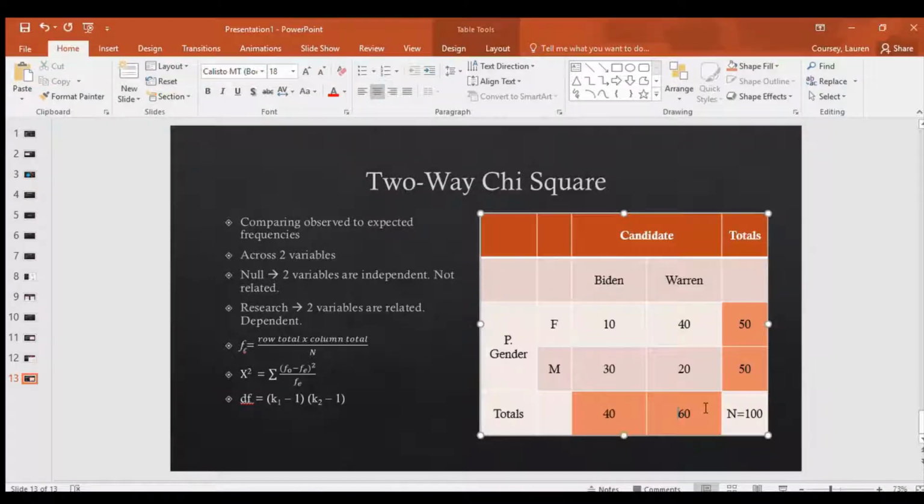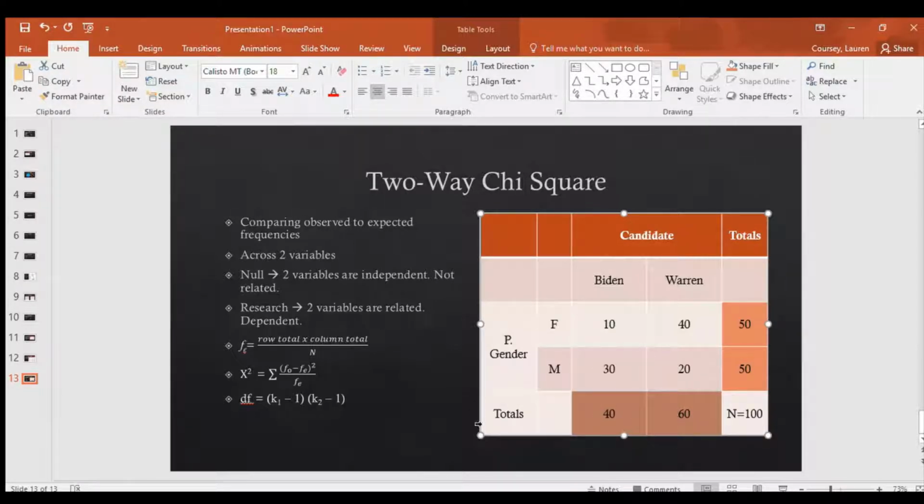So we're just looking at that subset in this analysis, those people who said that either they were going to vote for Biden or that they were going to vote for Warren. And so we have 60 plus 40 gives us a total sample size for this analysis of 100. I could look to see, well, out of these people who say that they're voting for Biden or Warren, is there a difference in gender for selection?